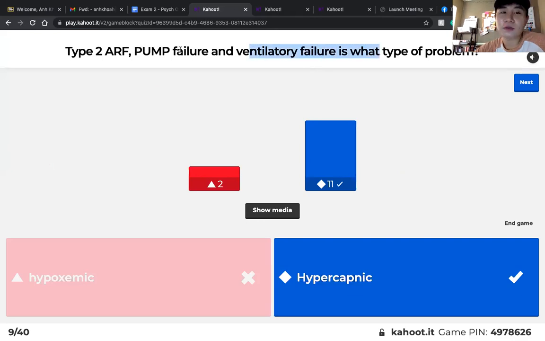So yeah, I have no idea what this question is about. But whenever there's a pump failure or ventilator failure, it's going to be hypercapnic, I guess. I don't think she'll ask you something like this.